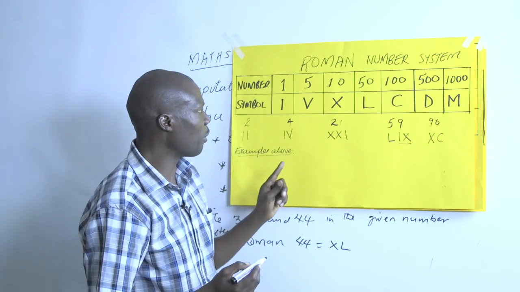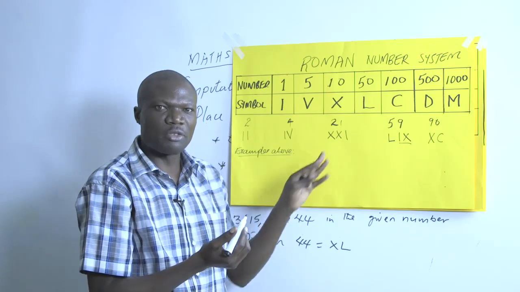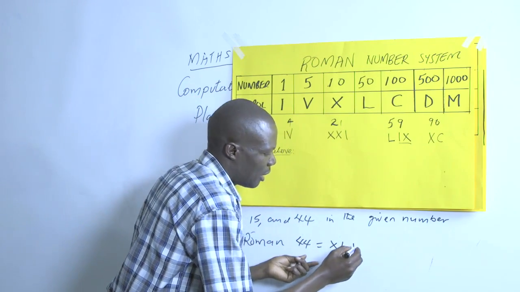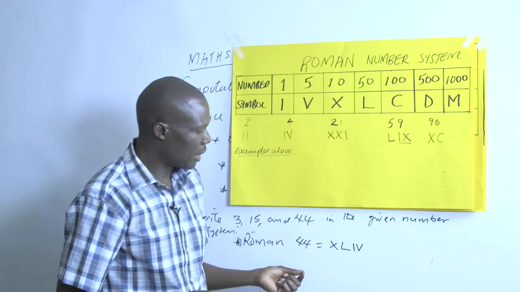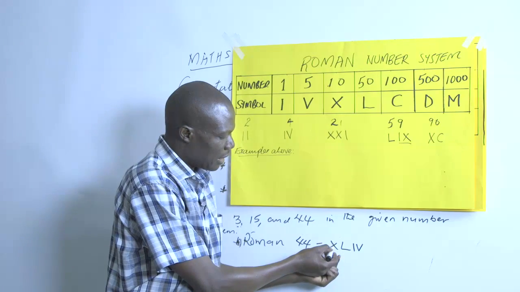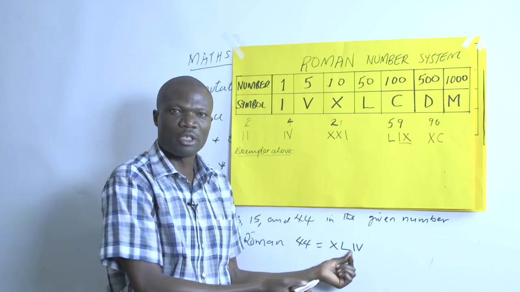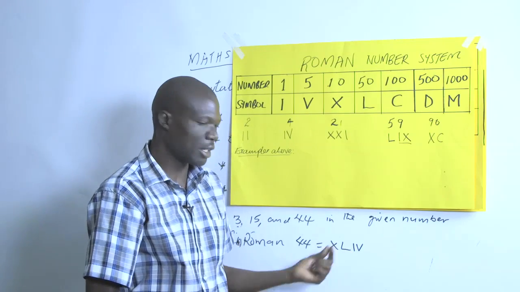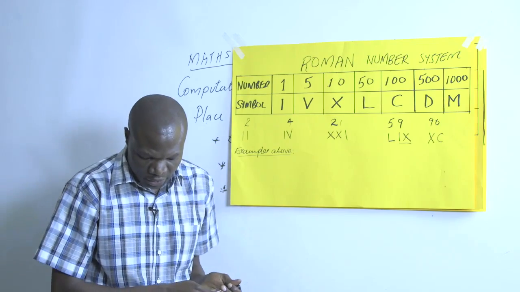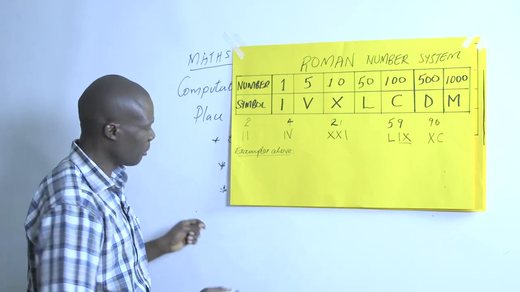Then we require 4. 4 is slightly below 5, which means it's 5 minus 1. So we shall bring in an I and a V. So this one is 50 minus 10, which is 40, and this one is 5 minus 1, which is 4. So this one is a total of 44. Another question: what number do the groups of symbols represent?